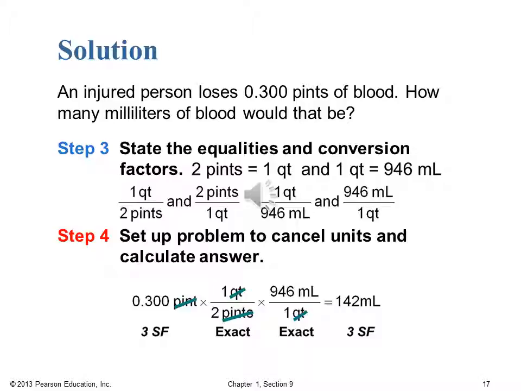So here in this example, let's work through step 4 to get our final answer. We have 0.300 pints times, again, we want pint in the denominator, so they will cancel, so times 1 quart over 2 pints, and then times 946 milliliters over 1 quart, gives us a final answer of 142 milliliters. We started with 3 sig figs, right? That first 0 is just a placeholder. It's really the 300 that follow the decimal point that are significant. So we want an answer that's to 3 sig figs, and that's why we have 142 milliliters as our final answer.